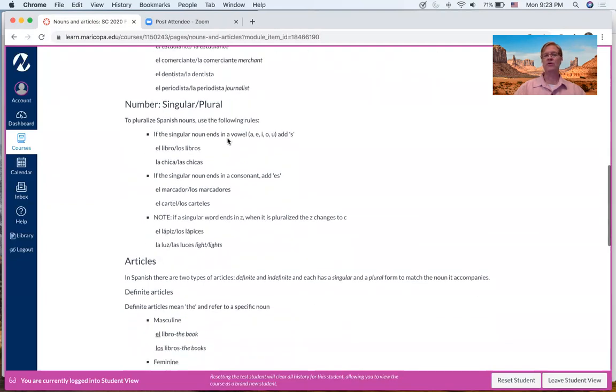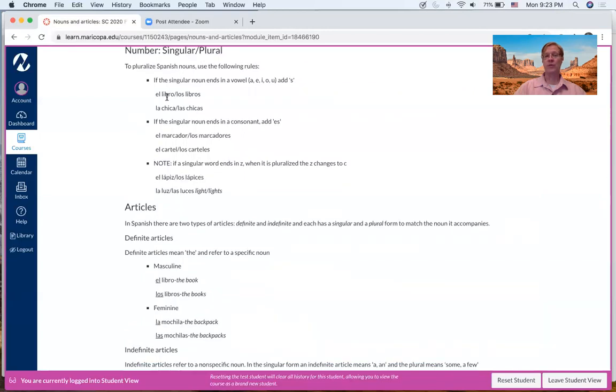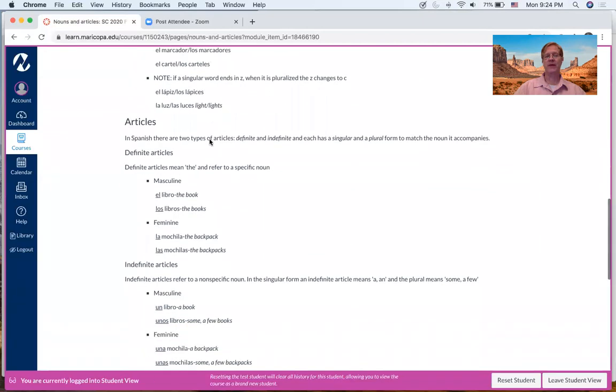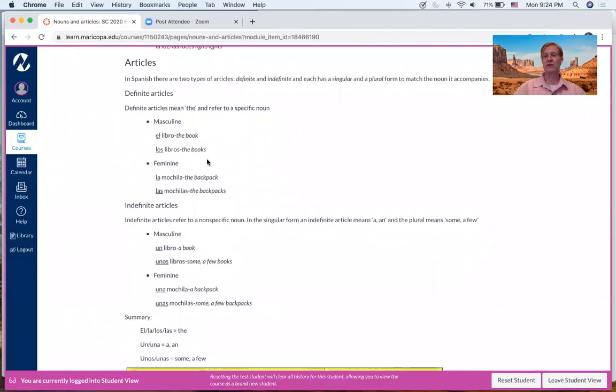The second thing you need to know about nouns in Spanish is that they exhibit singular and plural, just like in English. So for example, el libro is singular. When we make it plural, libros, we make the article plural as well, los libros. El libro, los libros. In English, we only make the noun plural, the book, the books. In Spanish, both change.